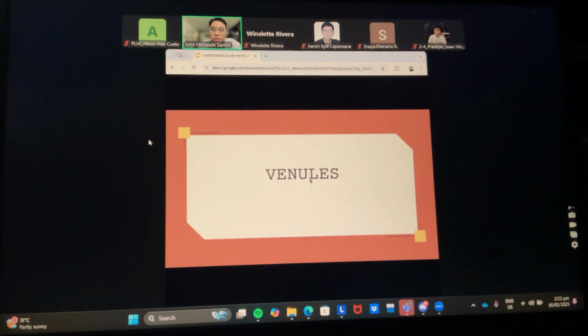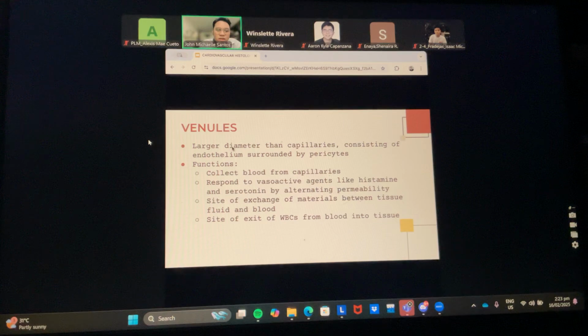Okay, now let's go to your venules. Your venules are smaller than your veins. They measure 10 micrometers to 1 millimeter. Your venules are larger in diameter than capillaries, consisting of endothelium, also surrounded by your pericytes. Functions: since this is a subtype of your vein, it collects blood. From where? From your capillaries.